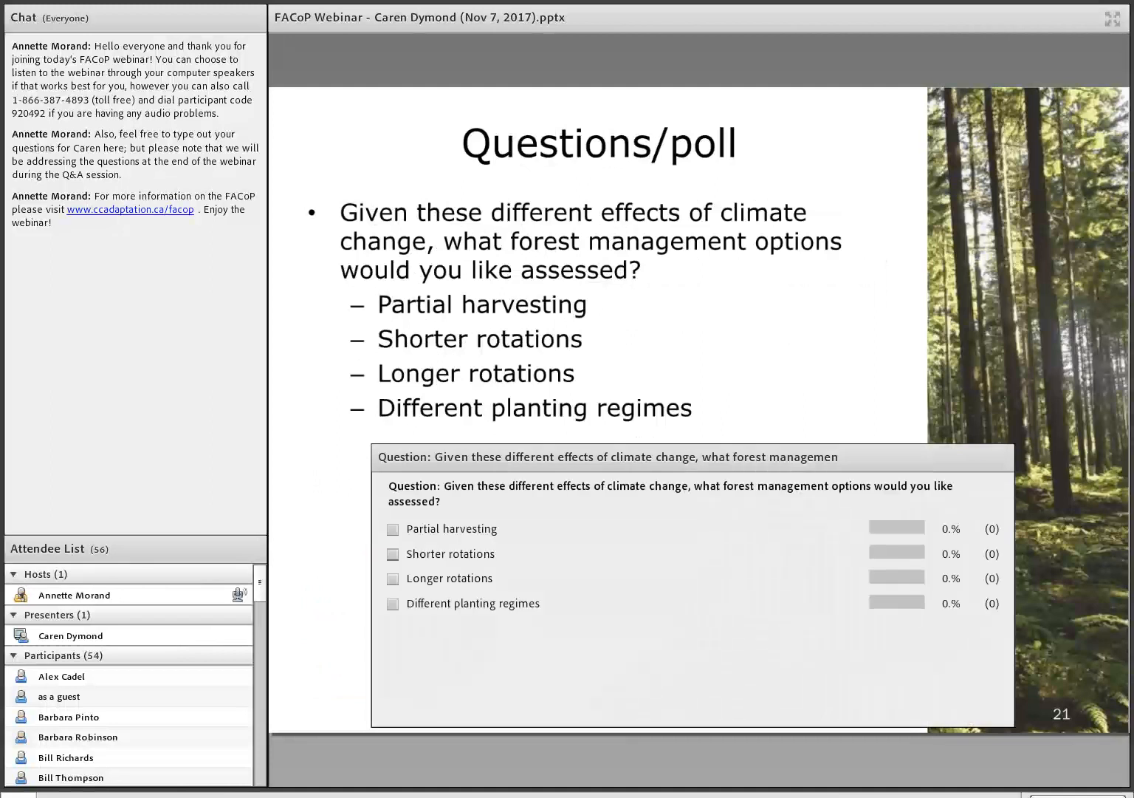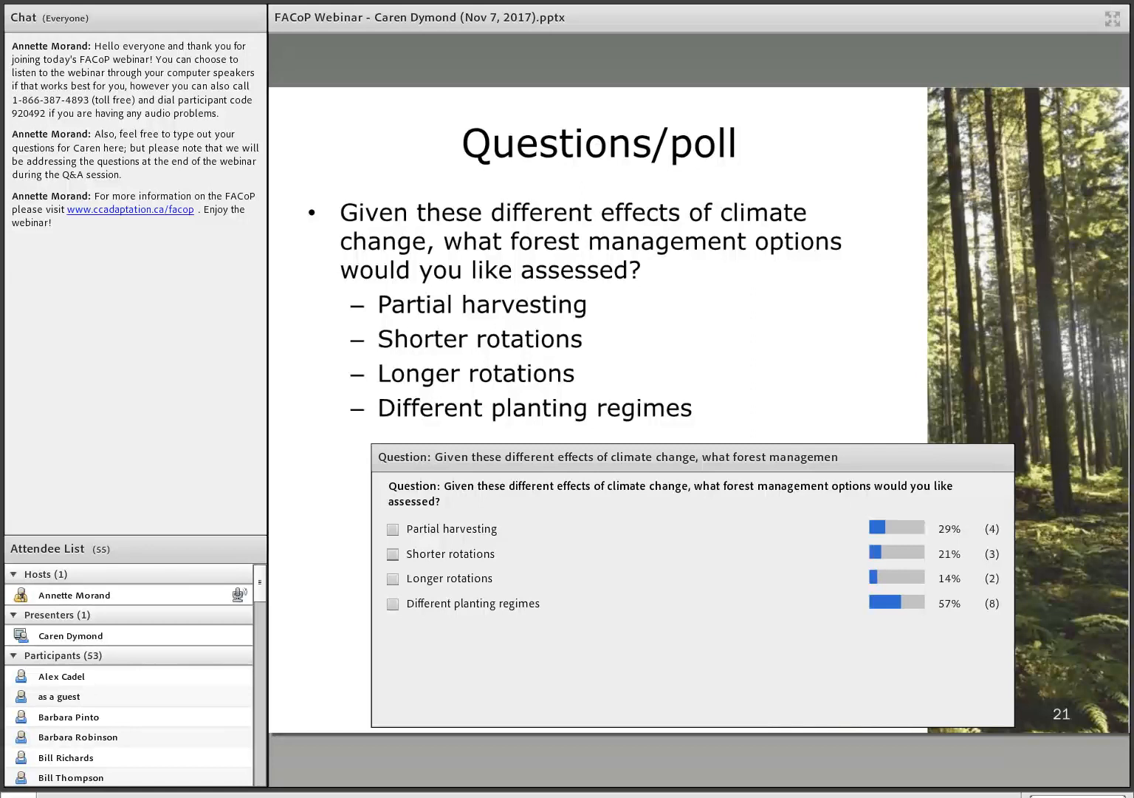Okay, now for the quiz. Annette? There we go. So given these different effects of climate change, what forest management options would you like assessed in my research program? So there's 4 different options there. And while you're voting, I will just ask Annette if there's any questions.